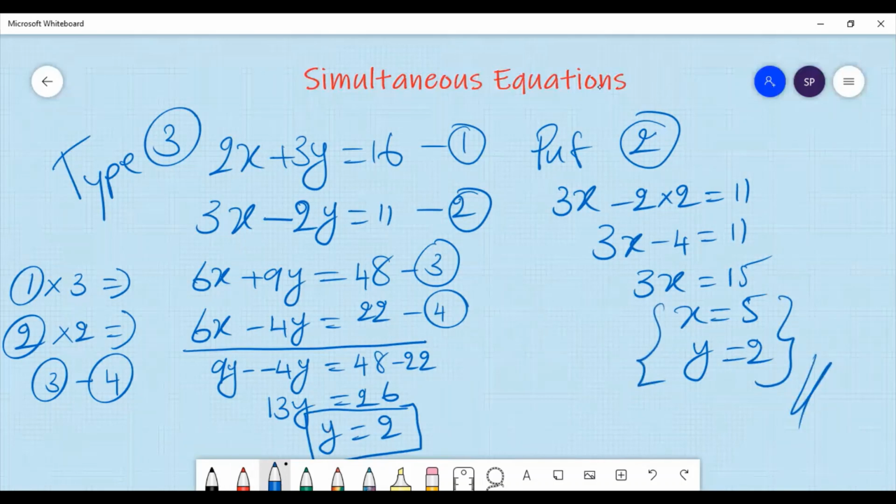So I hope you find these 3 types of simultaneous equations useful, and you can try to answer questions when you come across them during your maths lesson.